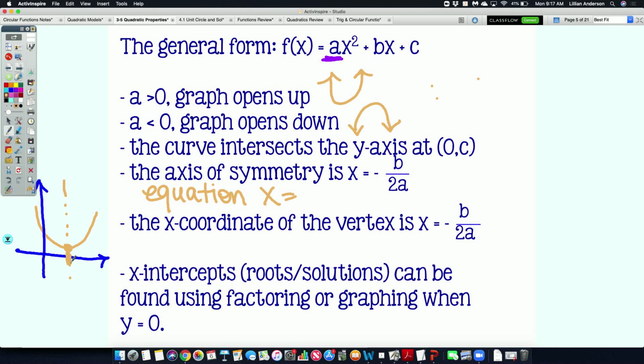Your x-intercepts, also known as your roots or your solutions, can be found by using factoring or graphing when y is equal to 0. Okay? So you need that old skill of factoring. Have we reviewed factoring in this class? How you factor a quadratic? We did in the beginning. I feel like that's a prior knowledge type thing.